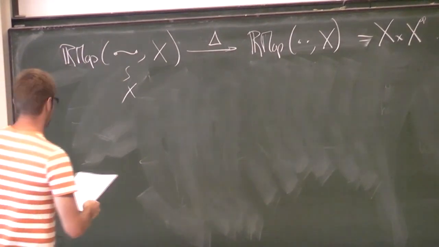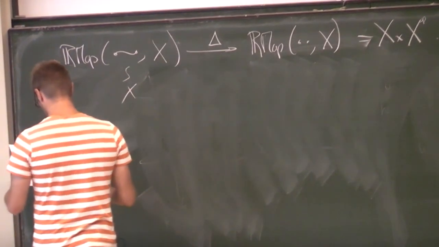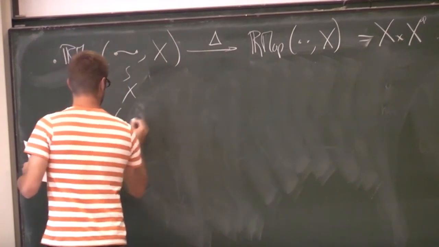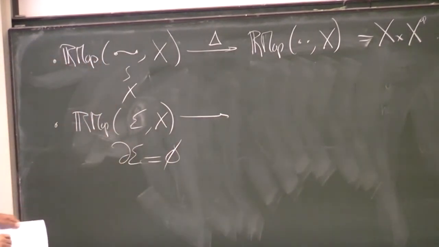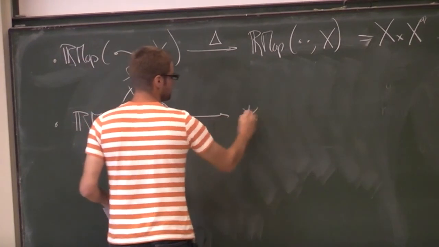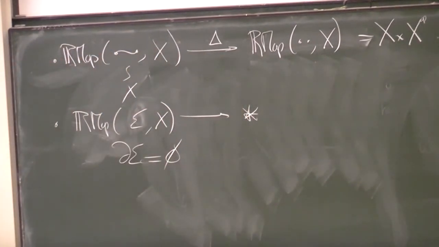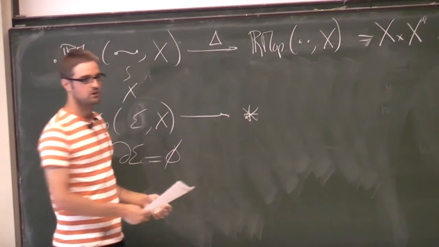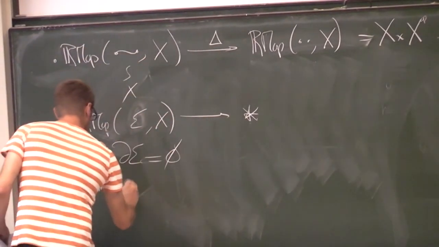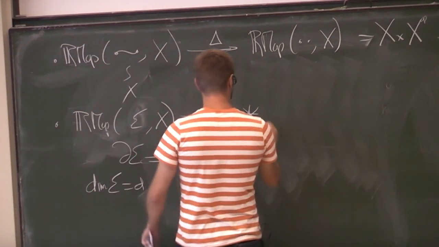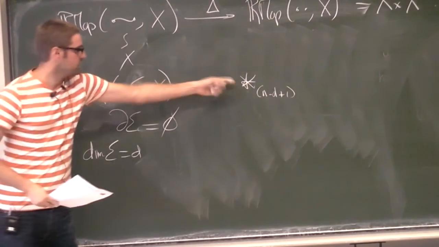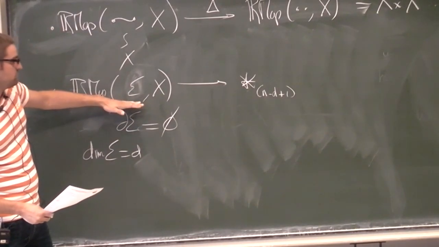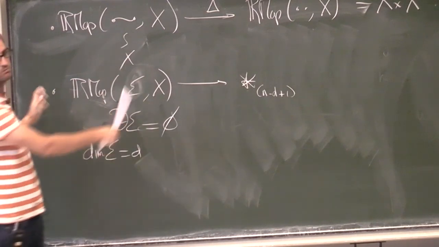The other example is: if you have a map from sigma to X, and you assume that the boundary of sigma is empty, the restriction map to the boundary just goes to a point, and this tells you that this is Lagrangian over that one. Well, if sigma is dimension d, d sigma will be dimension d minus 1, so this will be the point with the appropriate shift. And this being Lagrangian just means that the space on the left is n minus d symplectic. So you recover the fact that mapping spaces are symplectic.